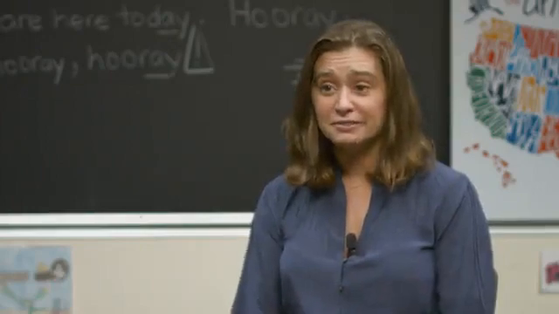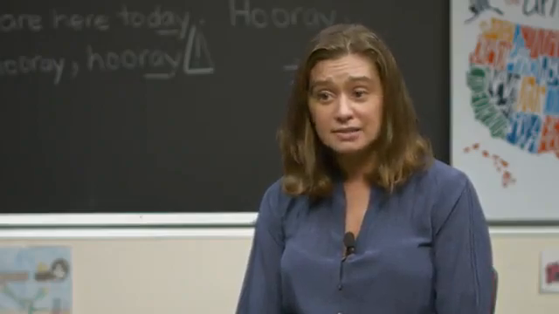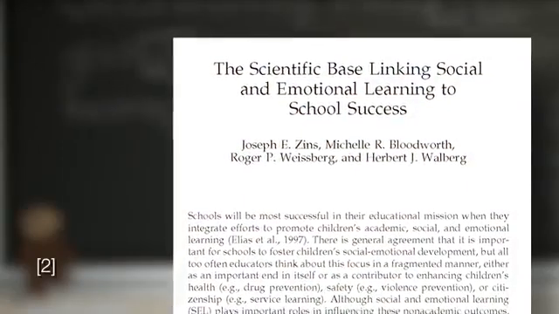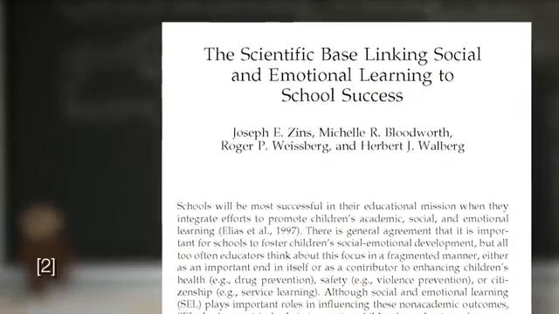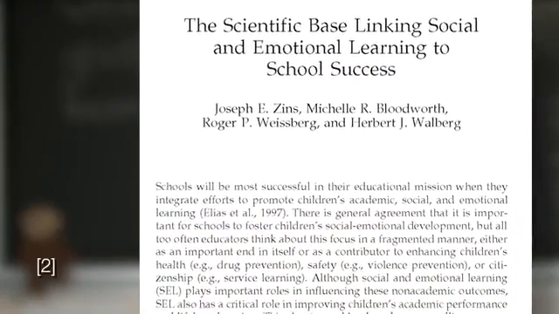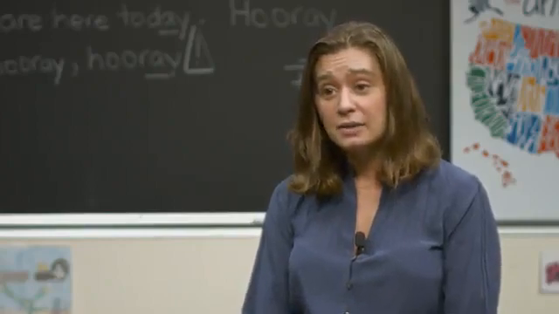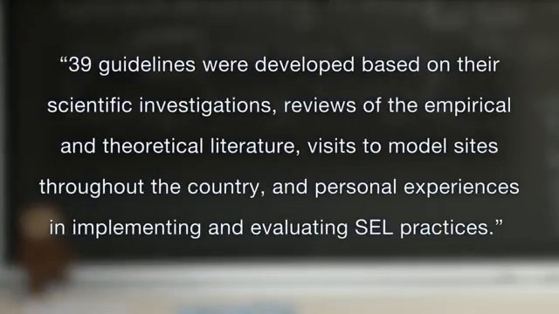This broad and extensive list of guidelines continues to serve as an exemplar in the field, even being identified in the second text we'll be looking at, Joseph Zins, Michelle Bloodworth, Roger Weisberg, and Herbert Wahlberg's 2007 article, The Scientific Base Linking Social and Emotional Learning to School Success, as the essential elements of effective SEL practice. As they write about the 1997 text, 39 guidelines were developed based on their scientific investigations, reviews of the empirical and theoretical literature, visits to model sites throughout the country, and personal experiences in implementing and evaluating SEL practices.